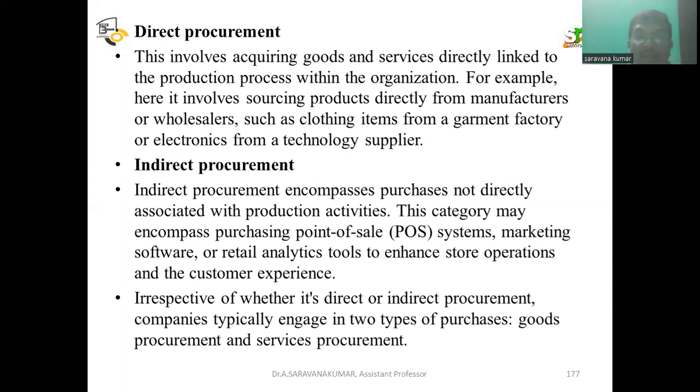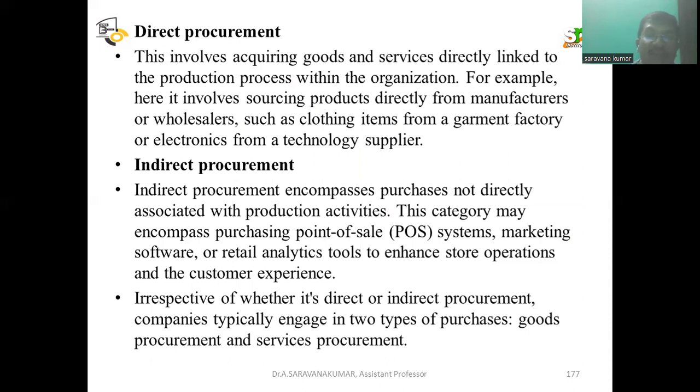Indirect procurement encompasses purchases not directly associated with production activities. This category may encompass purchasing a point of sale system, marketing software, or retail analytic tools to enhance store operations and the customer experience. If I'm running a departmental store and I'm going to convert it into software, it's indirect procurement. I'm going to ask a private agency for a contract to prepare the website to record the transactions.